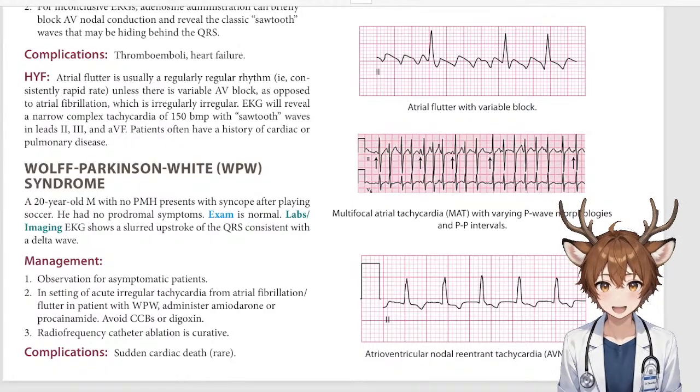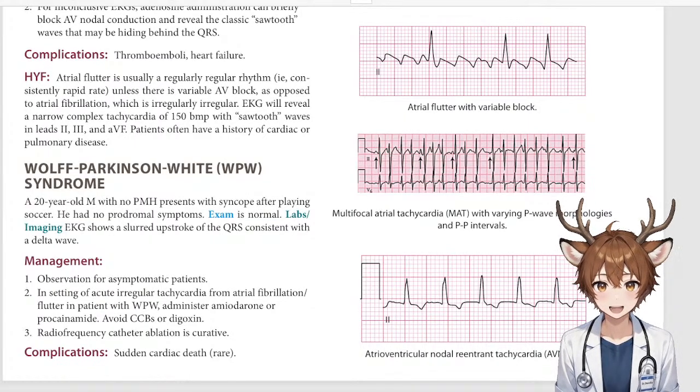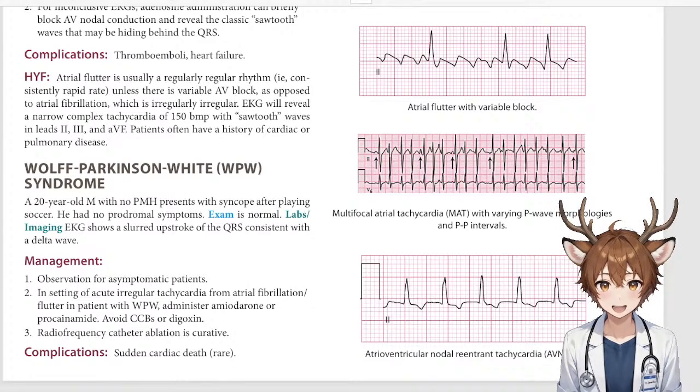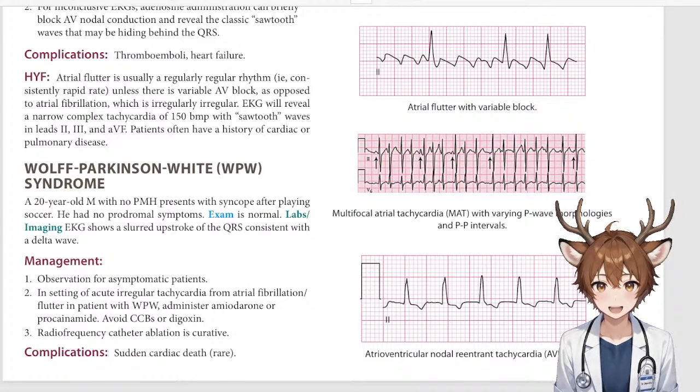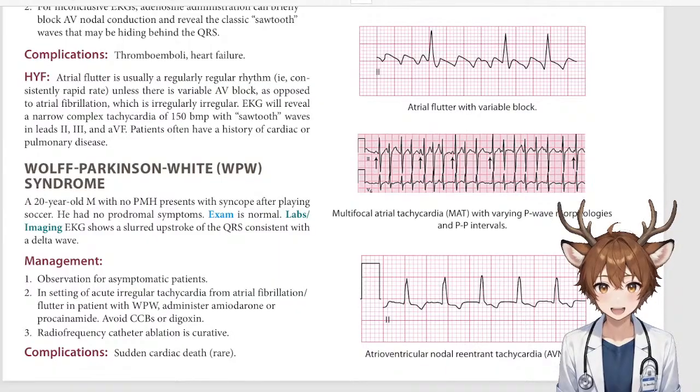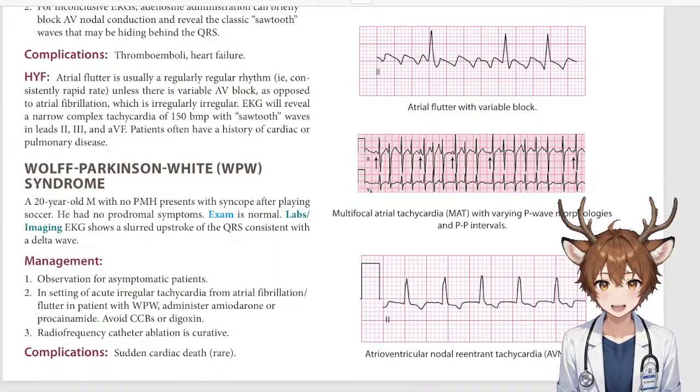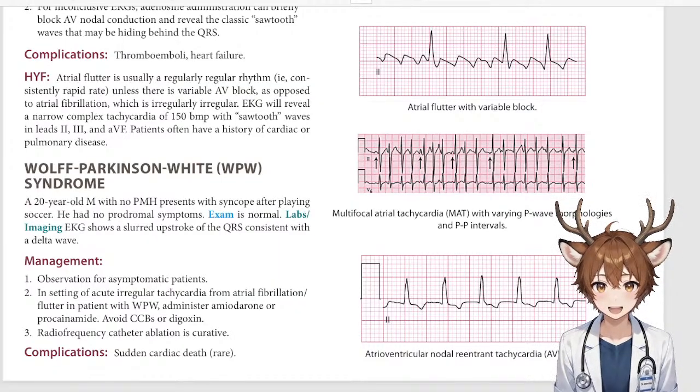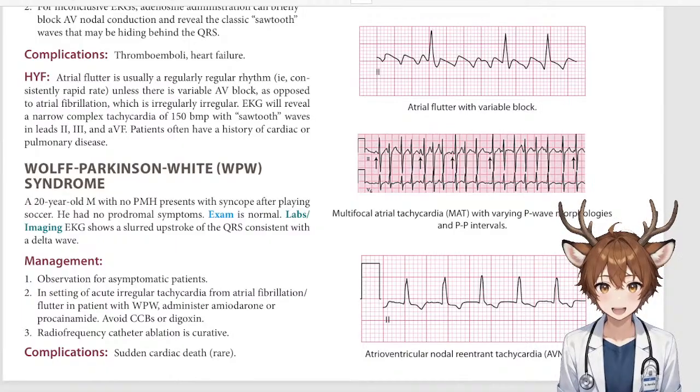What about Wolff-Parkinson-White syndrome? A 20-year-old male with no past medical history presents with a syncope after playing soccer. He has had no prodromal symptoms. Exam is normal. Lab/imaging show EKG with a slurred upstroke of QRS consistent with a delta wave. How do you manage the Wolff-Parkinson-White?